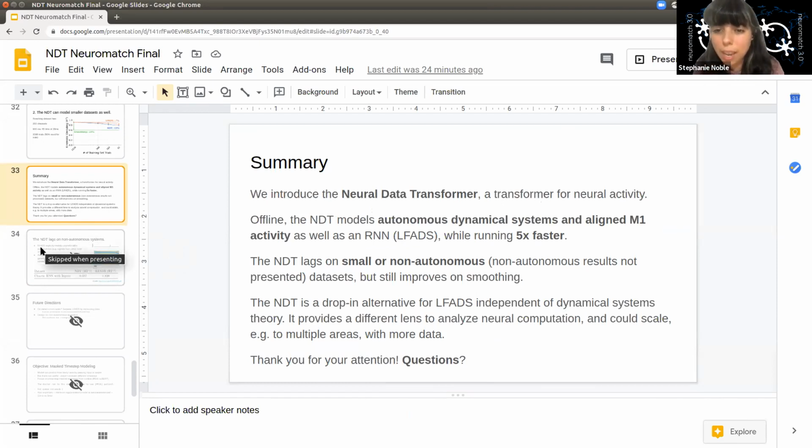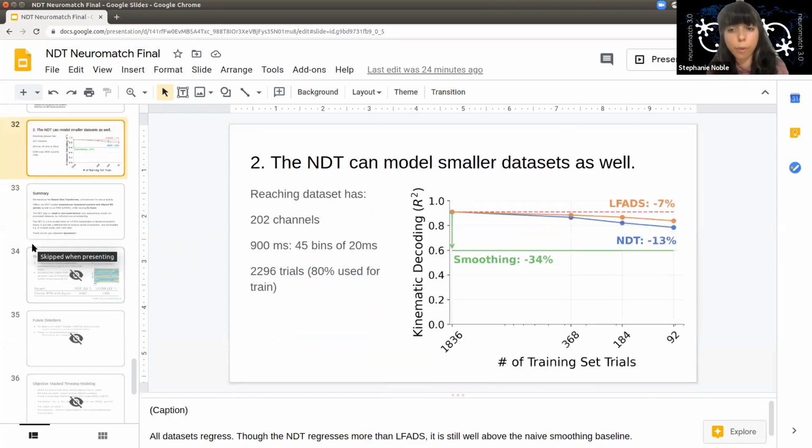So Cole Hurwitz is wondering, on the second to last slide, it seems as though the LFADS still outperform NDT. Given that the transformers outperform recurrent neural nets in NLP, do you have any intuition why this could be the case?